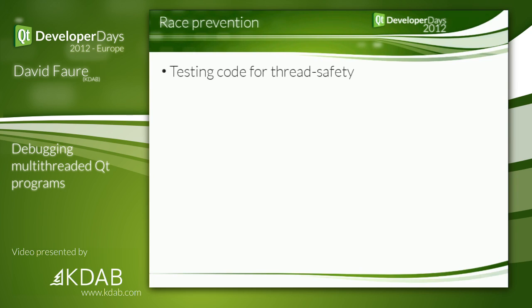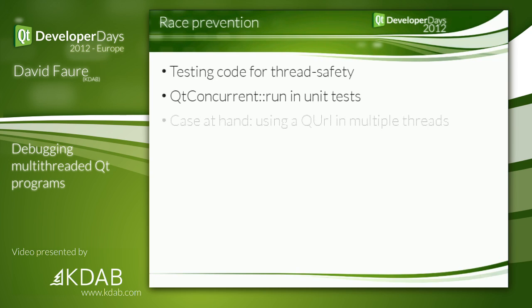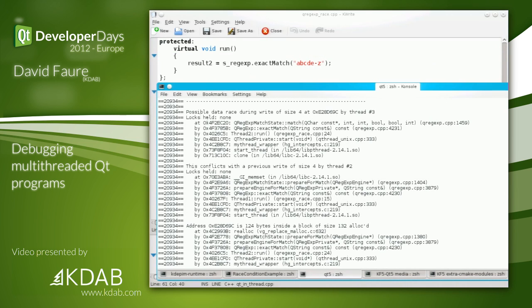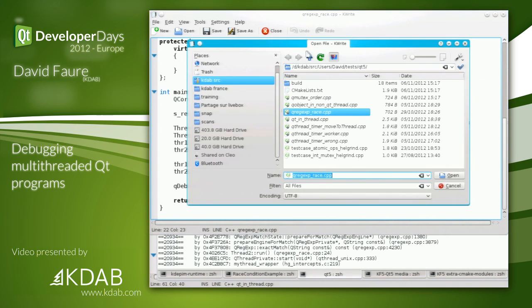And the last thing I want to talk about is how are you going to make your code thread safe? The best way to do that is to actually write a unit test, and in that unit test you can use QtConcurrent run to call other methods of the unit test in different threads. For instance, I saw some problems with QUrl in multiple threads, so what I did was to add some code to the QUrl unit test, and what I did there was to simply use QtConcurrent run. I'll show you that quickly.